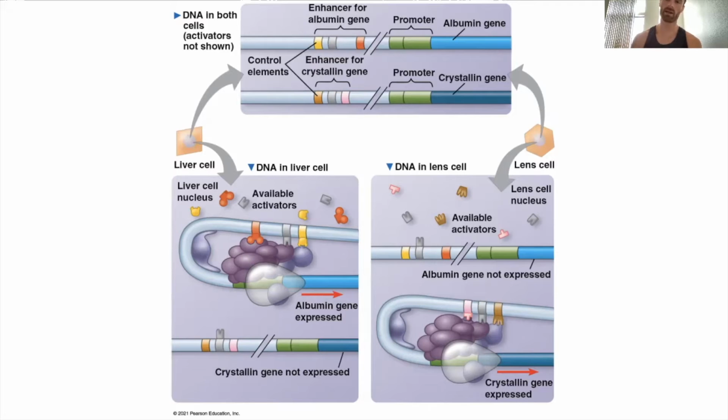Again, this will make a lot more sense when we talk about it, but I wanted to preface it with this: it all depends not on the DNA sequence, it's the same, but on the available transcription factors in the cell. So just keep that in mind when we get to it. If those activators were in the liver cell, then you would see the crystalline gene expressed. So they're kind of calling the shots here.